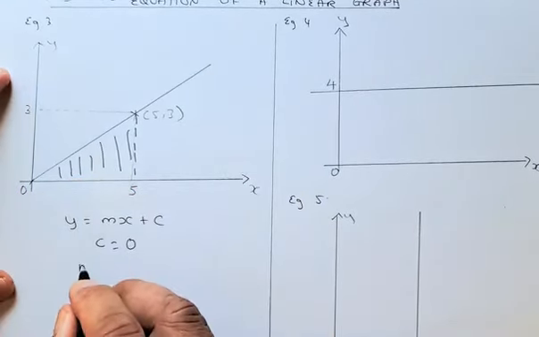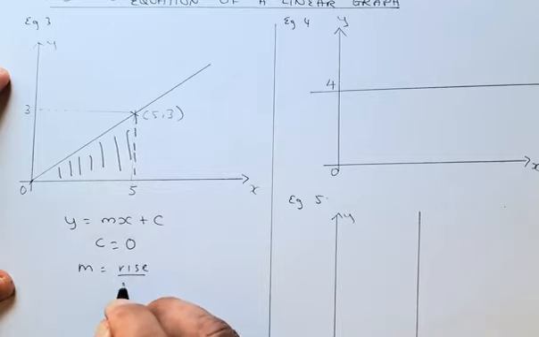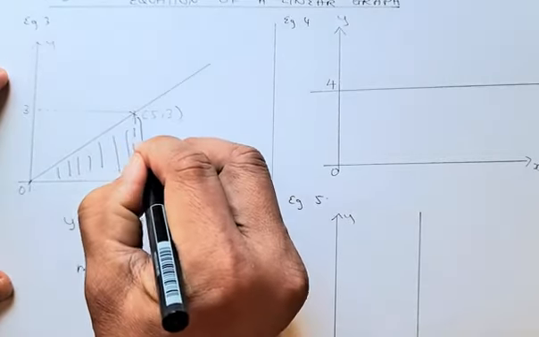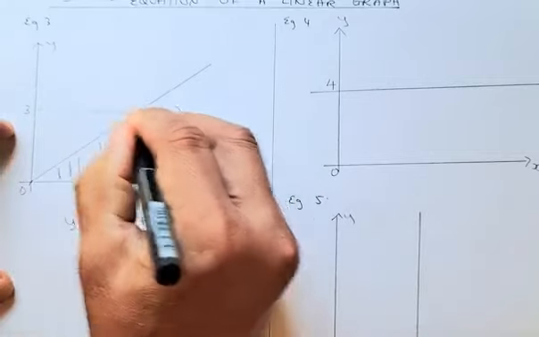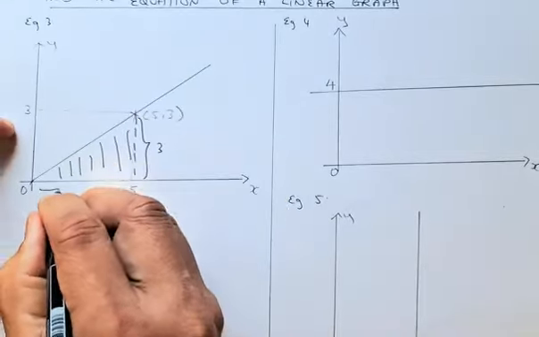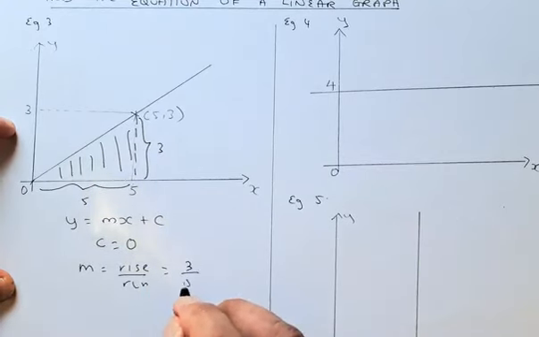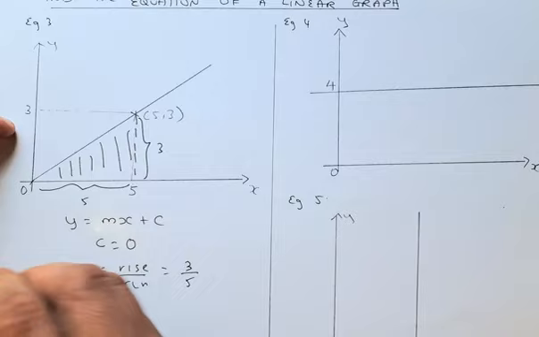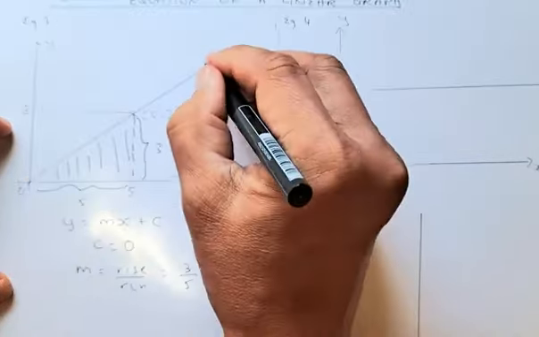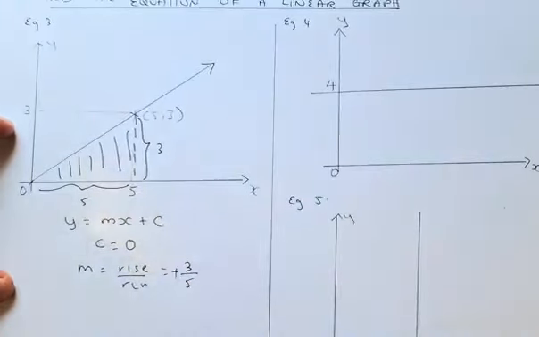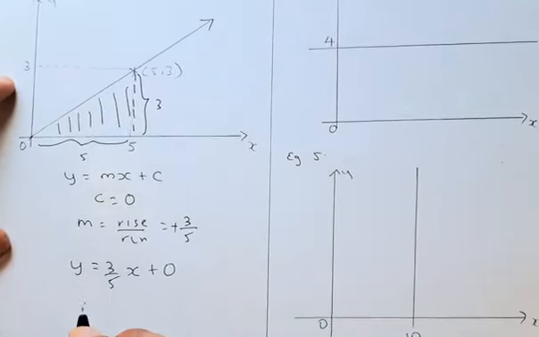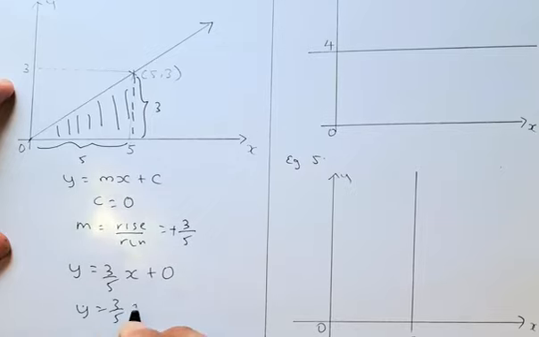To find your gradient, again you must find rise over run. If you do that triangle, the rise is 3 and the run is 5, so it's going to be 3 over 5. Next step, you need to find whether it is a positive or negative gradient. Is it going up or down? It's going up, so it's a positive gradient. The last step, just put the equation y equals 3 over 5x plus 0, or you can leave it as y equals 3 over 5x.